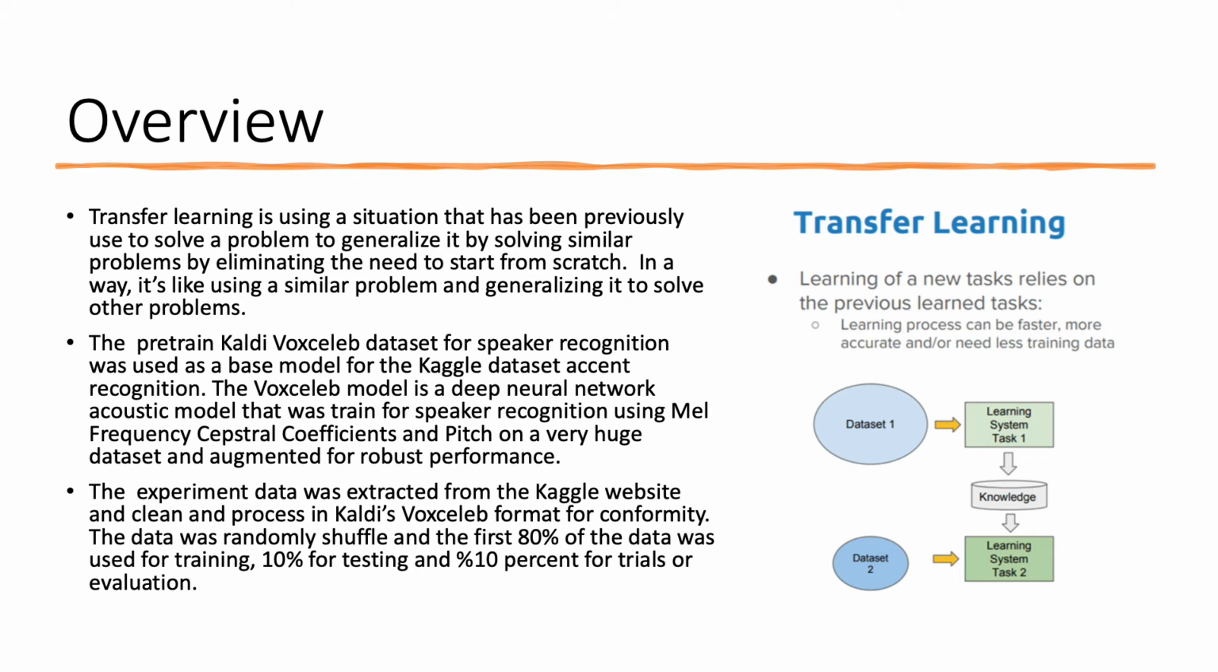The experiment data that I used was extracted from the Kaggle website, cleaned and pre-processed in the Kaldi VoxCeleb format. For conformity and to avoid any overfitting of the dataset, I randomly shuffled the data and used 80% for training, 10% for testing, and 10% for the trials and evaluation. Below is a diagram for the transfer learning and how it is being implemented.